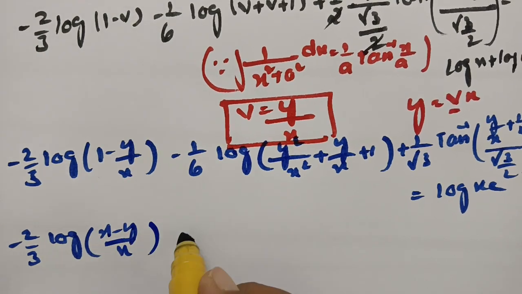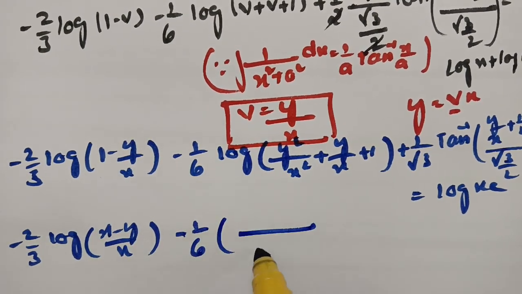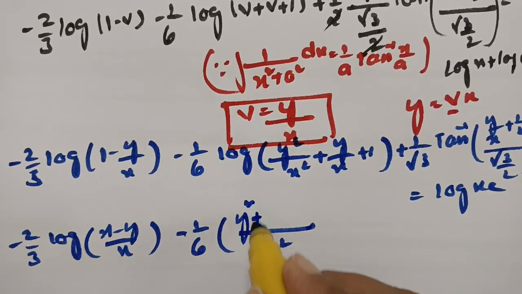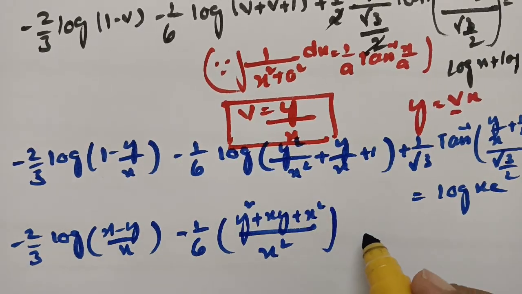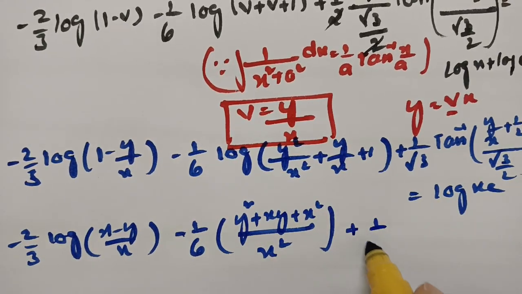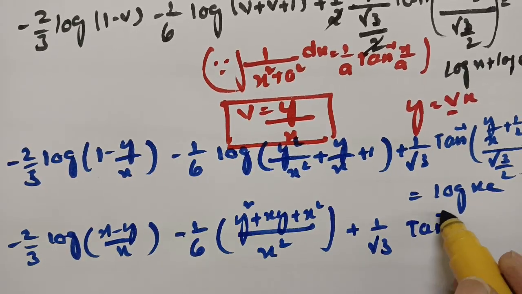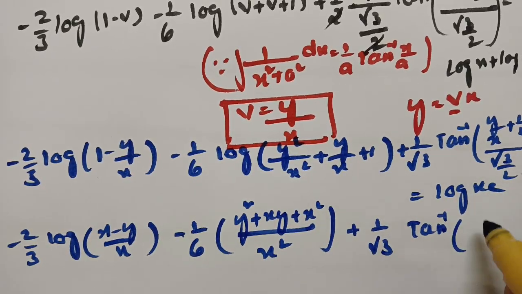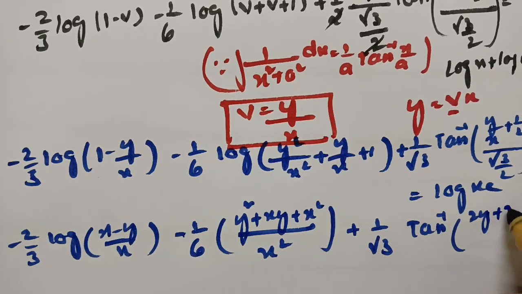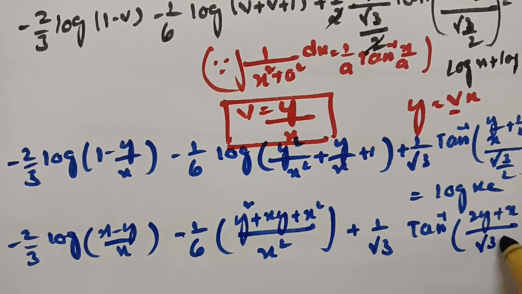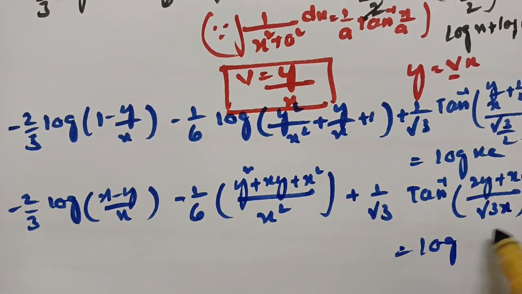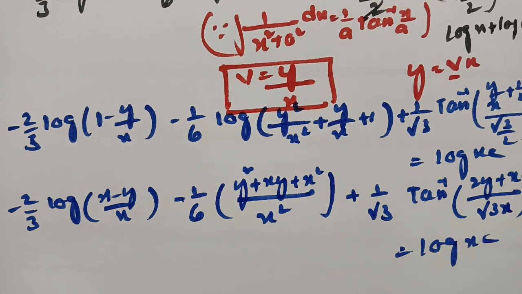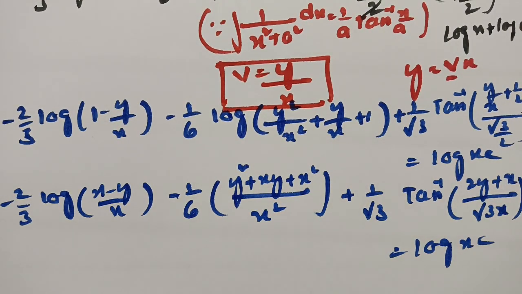If I simplify this one, this will be 2 by 3 log of x minus y by x. Clear? This is 1 by 6 times of, if I take x square LCM, this will be y square plus xy plus x square, and this value is 1 by root 3 times of tan inverse of, so if I cancel this 2, this will be 2y plus x by root 3x, which is equal to log x into c. And finally this is our answer, and this is also so simple.